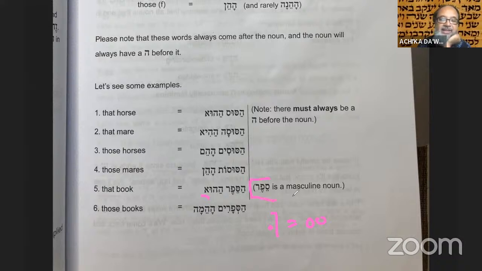So sefer is masculine. And the reason why we know that and we can check that is because this behind it is identifying to you that it is masculine, because hahu is the masculine term for that. Okay. So those books now is plural. How do you say book? Hasfarim. So the eem on here makes it what? Plural.